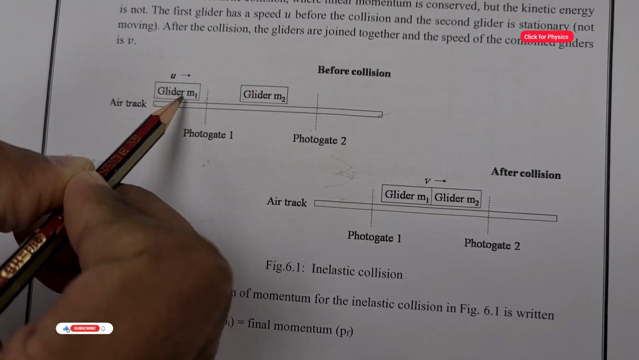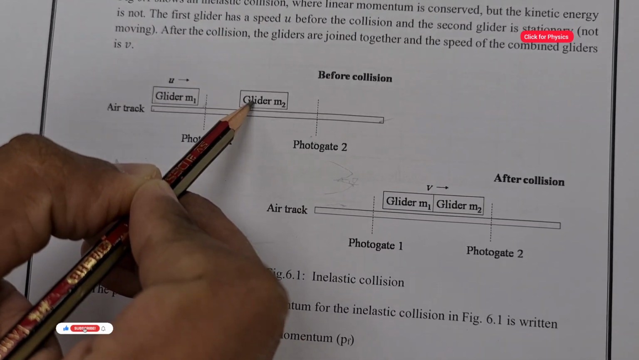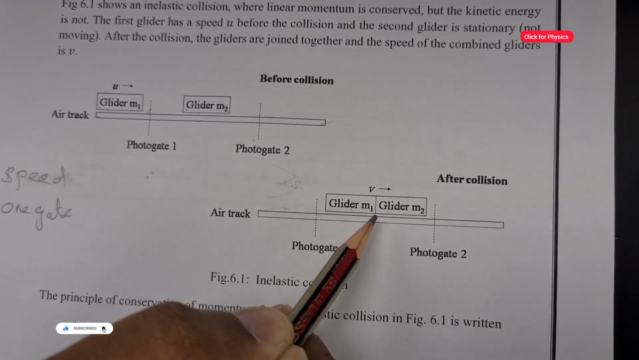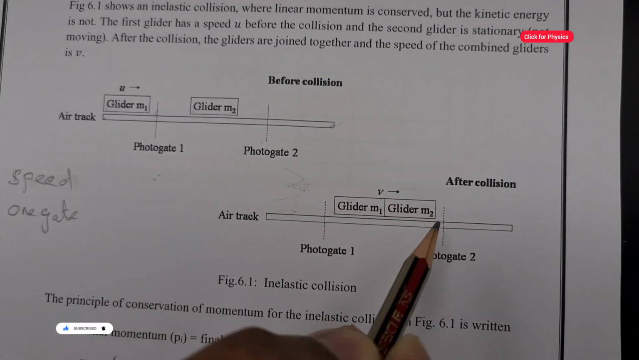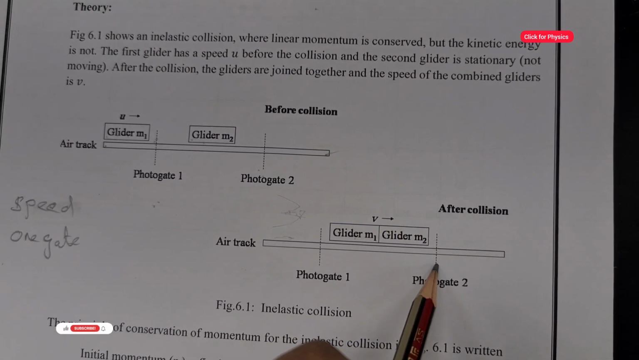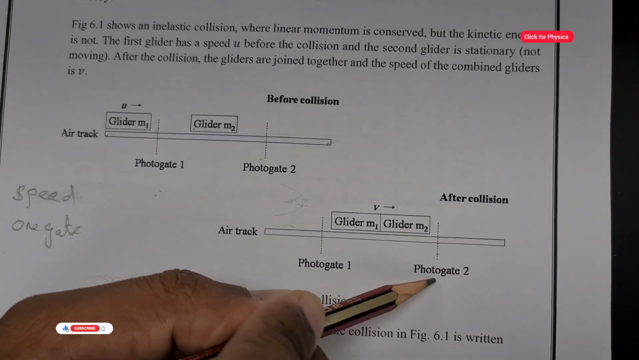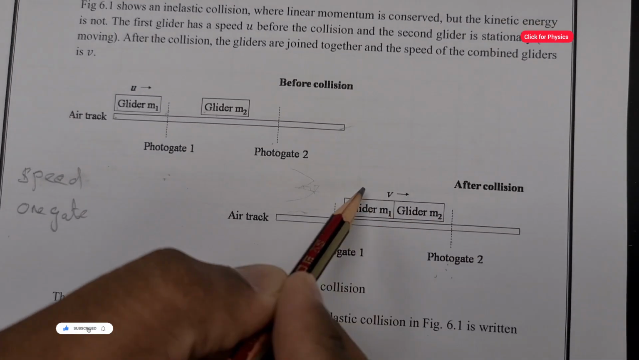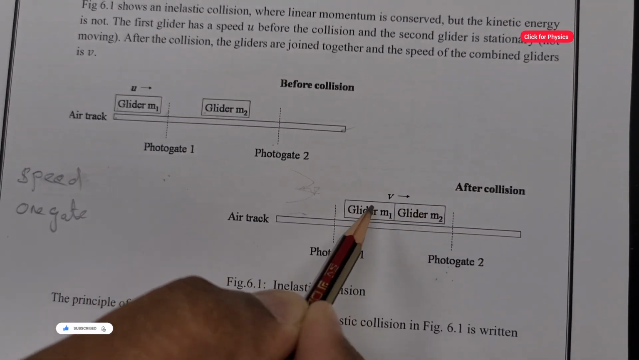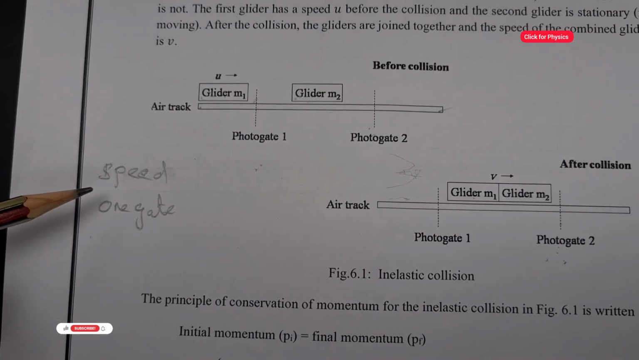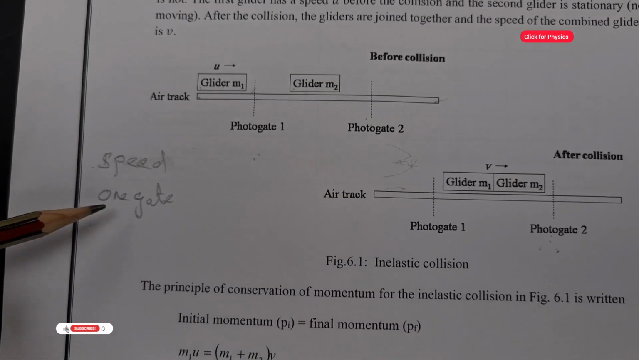When the first glider comes in contact with the second glider, what will happen? Collision takes place. After collision, both will stick together and travel. When both gliders cross the second photo gate, which is connected with the second timer box, the speed of both gliders will be recorded in the timer box. Clear? So today we are going to give the program in the timer box as speed 1 gate.